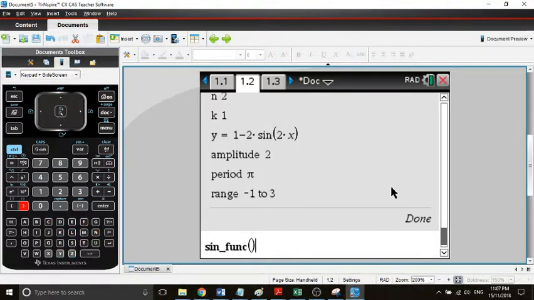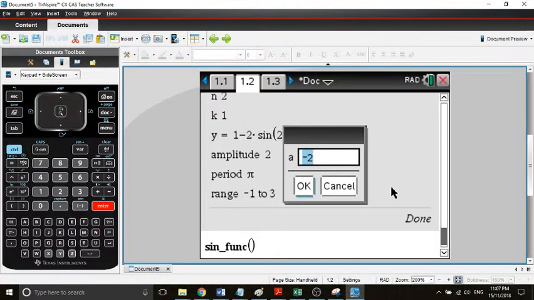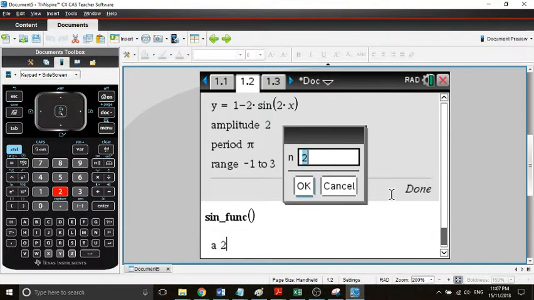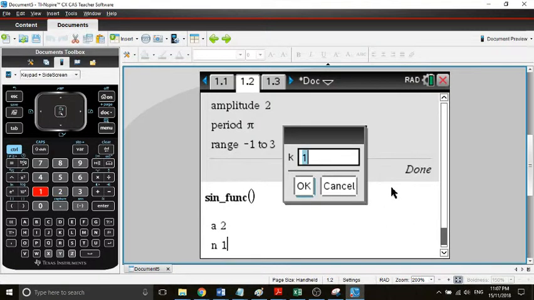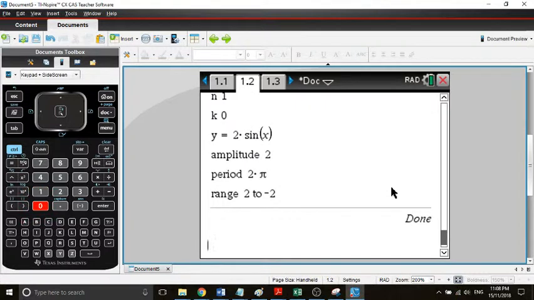Sine_func. Yep. It asks for an a value. So that's your coefficient. So I'm just going to set that to 2. It asks for an n value. That controls the period. So I'm going to set that to 1. And it asks for k, and I'm going to set that to 0. So it tells us that's our function, 2 sine of x. We've got an amplitude of 2, a period of 2 pi, and a range of 2 to -2.